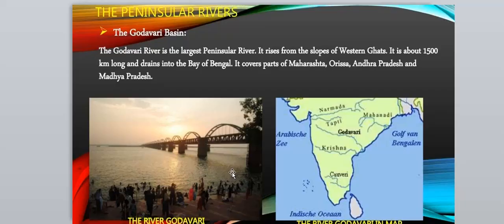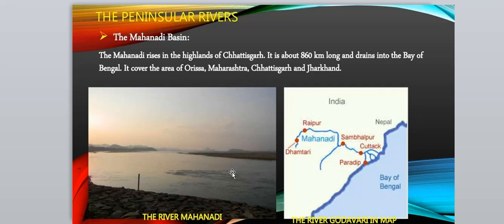Next is river Mahanadi. So Mahanadi, you see, generally it originates from Chhattisgarh. If I have to be very precise, it is Sihawa. Okay, it is Sihawa in Chhattisgarh where this river originates. And the total length of this river is around 860 kilometers, and it is navigable in its lower course. It passes through 3 states: Madhya Pradesh, Chhattisgarh, and Odisha.